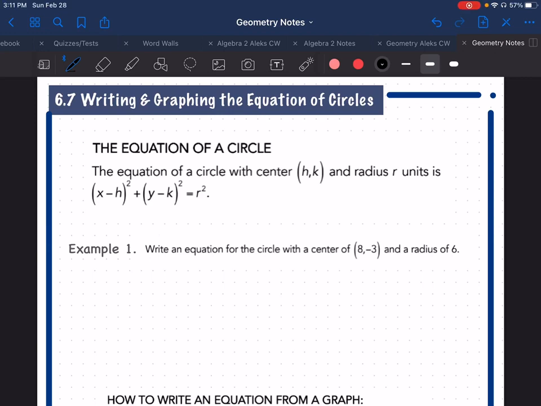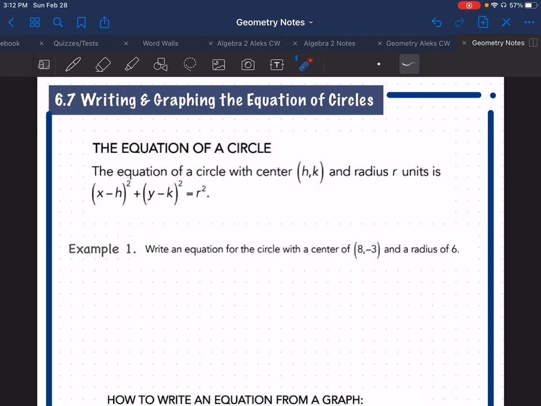Today's lesson is 6.7, Writing and Graphing the Equation of Circles. The equation of a circle with the center h, k and radius r units is x minus h squared plus y minus k squared equals r squared. So as long as you know the center and the radius of your circle, you can use this formula to write its equation. And then, of course, you can use this to graph as well.